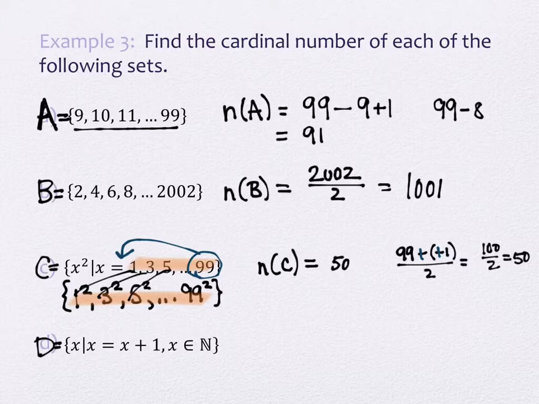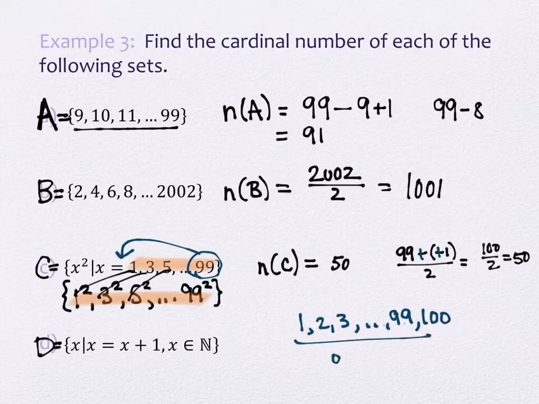A second way to think about it is to think about what would happen if I had all of the numbers up to 99. And actually, I could even have all the way up to 100. And then I said, I only need odds.